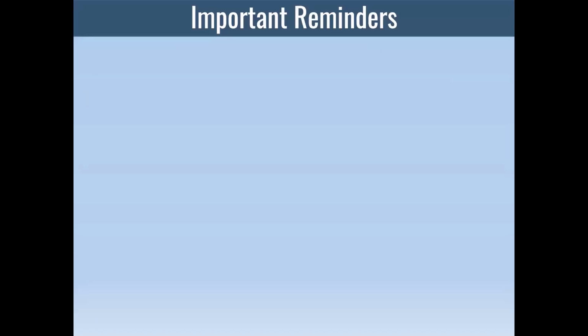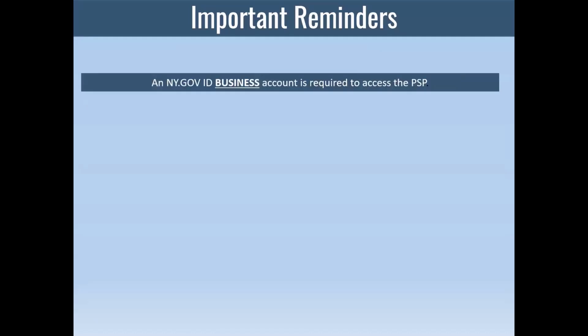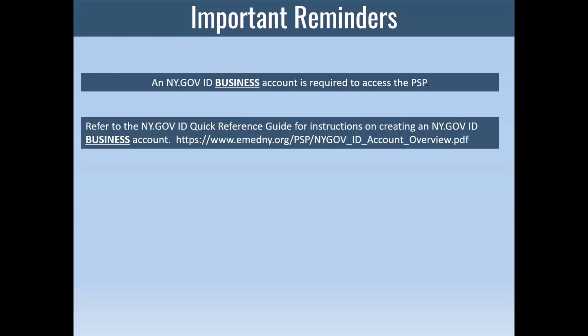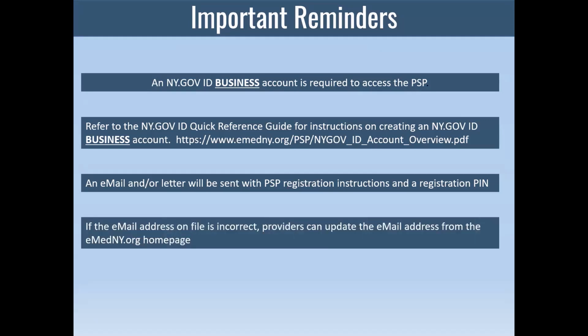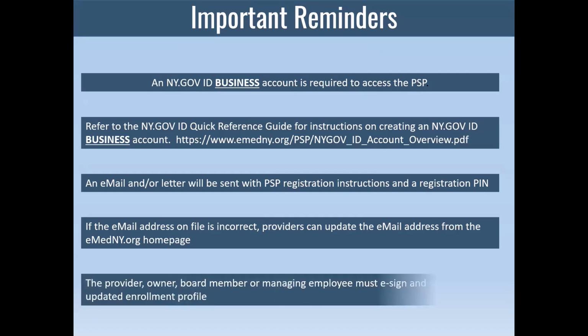Important reminders. An ny.gov ID business account is required to access the PSP. Refer to the ny.gov ID Quick Reference Guide for instructions on creating an ny.gov ID business account. An email and/or letter will be sent with PSP registration instructions and a registration PIN. If the email address on file is incorrect, providers can update the email address from the emedny.org homepage. The provider, owner, board member, or managing employee, not a credentialer or staff member, must e-sign and submit the updated enrollment profile.